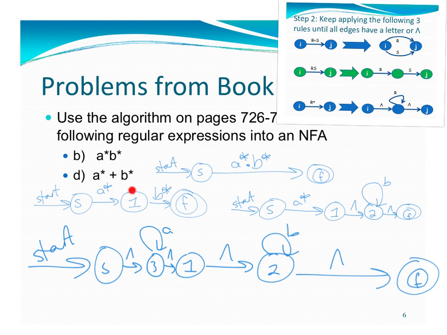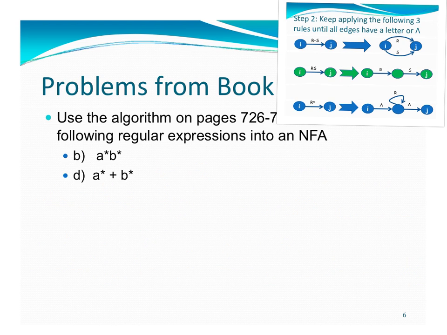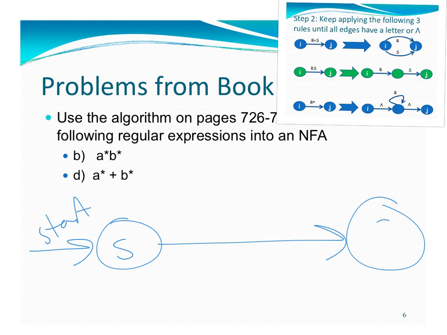Okay, so let's work on that second regular expression now. Let's do A star plus B star. So let's get rid of all of these expressions that we have from the previous problem. And let's keep going and look at A star plus B star. So again, we get started and we draw our start with S to a double circled F, and we write A star plus B star.